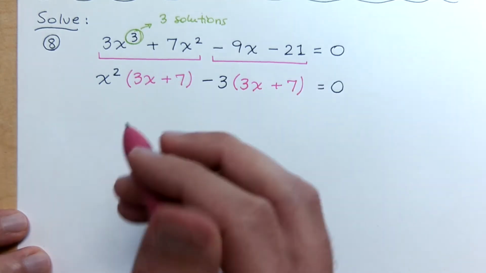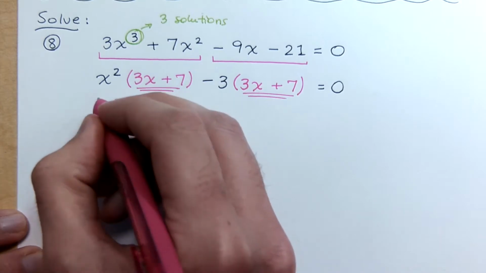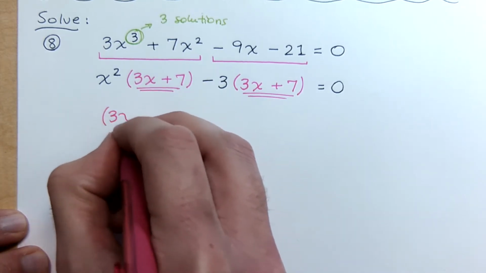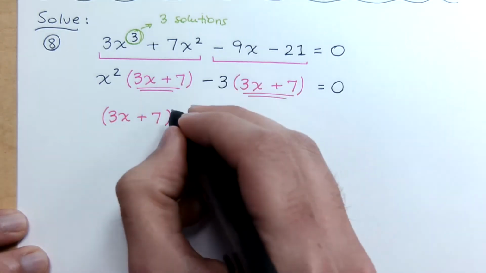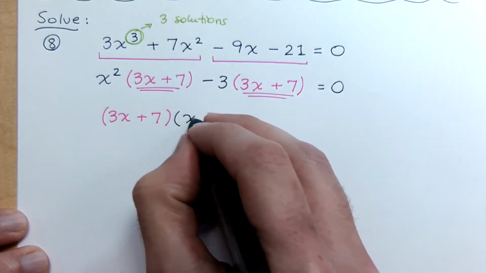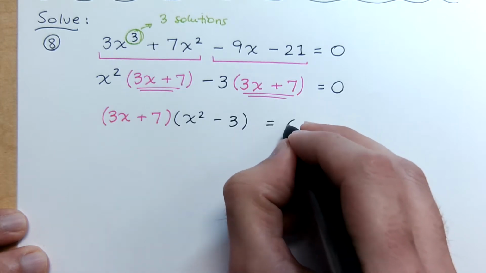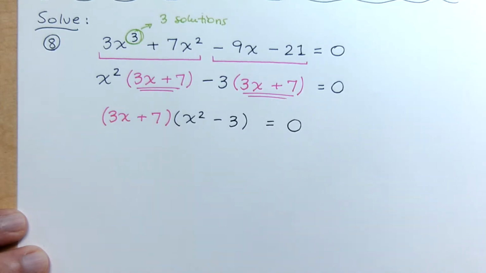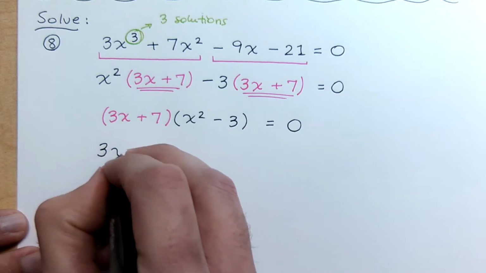In order to factor by grouping, these need to be the same. That is the big common factor that I'm now going to factor up front. So 3x plus 7. And the 3x plus 7 was connected to both x squared minus 3. All right, so we have this factored, and it's equal to 0. And so now we use that zero factor theorem.